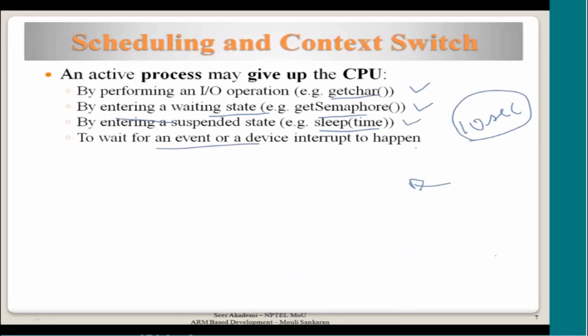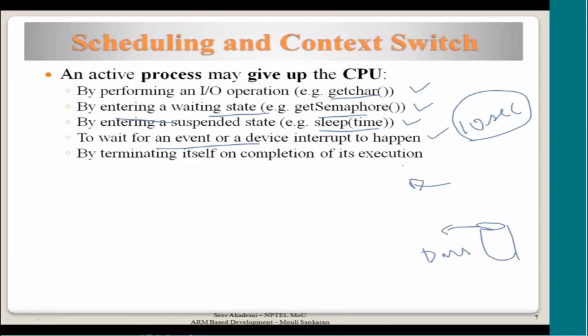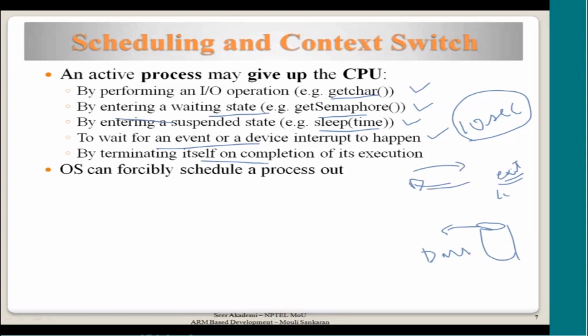Or it can wait for a device interrupt to happen. Maybe it has made a file access and is waiting for the file to be copied by the DMA to the memory before it can do any useful work. And it can terminate itself, by calling exit, or it may execute something to kill itself. In that case, the process will terminate by itself. So these are the reasons where a process may go out of the CPU and a new process may come into the CPU. And then the other one is that the OS can schedule it.